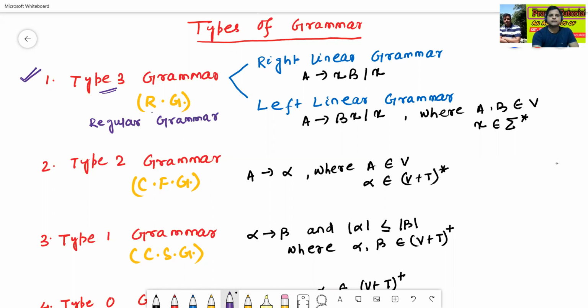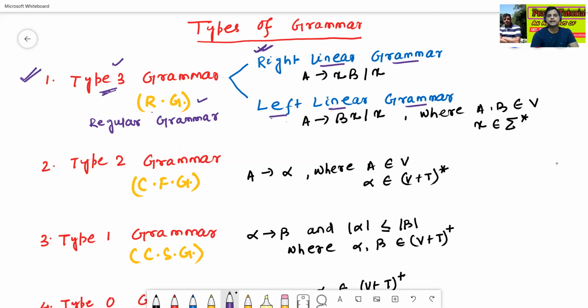So type 3 grammar is of two types. The first one is right linear grammar, and the second one is left linear grammar. If the grammar is in the form of right linear grammar, then we can say the grammar is called type 3 grammar. If the grammar is in the form of left linear grammar, then we can call it regular grammar or type 3 grammar.